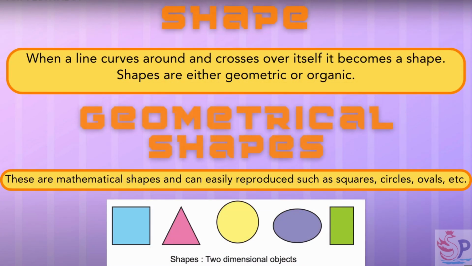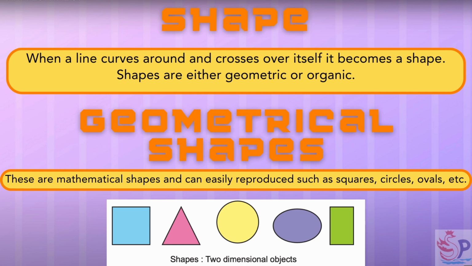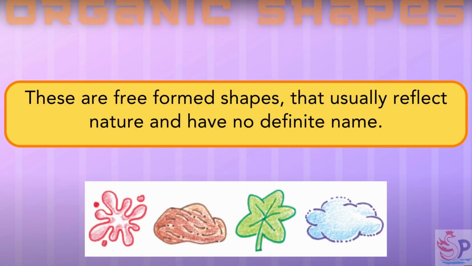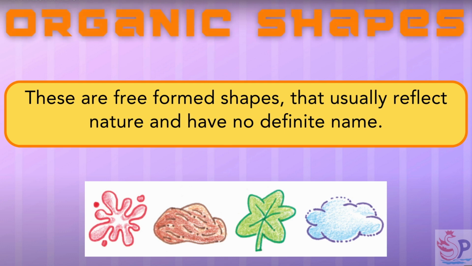Shape. When a line curves around and crosses over itself, it becomes a shape. Shapes are either geometric or organic. Geometrical shapes are mathematical shapes and can easily be reproduced, such as squares, circles, ovals, etc. Organic shapes are free-formed shapes that usually reflect nature and have no definite name.